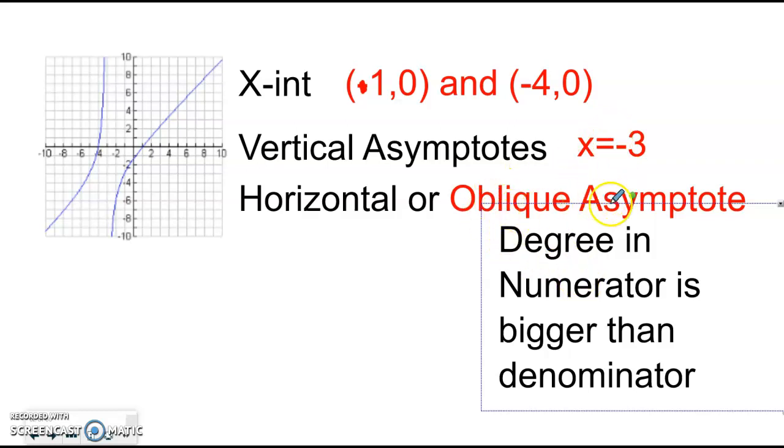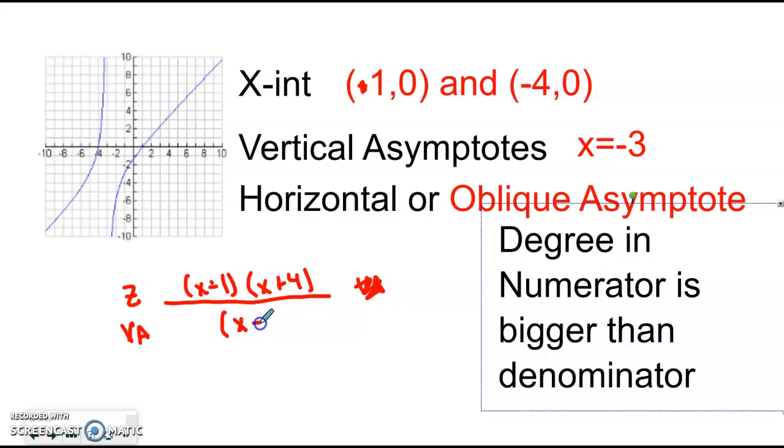I know I have an oblique asymptote. The degree in the numerator needs to be bigger than the degree of the denominator. So remember, my zeros go up top, and my vertical asymptotes go on the bottom. If I look at my zeros, I do have x minus 1, and I have x plus 4. And now if I look at the bottom, I do have a point at negative 3, so it's going to be x plus 3.